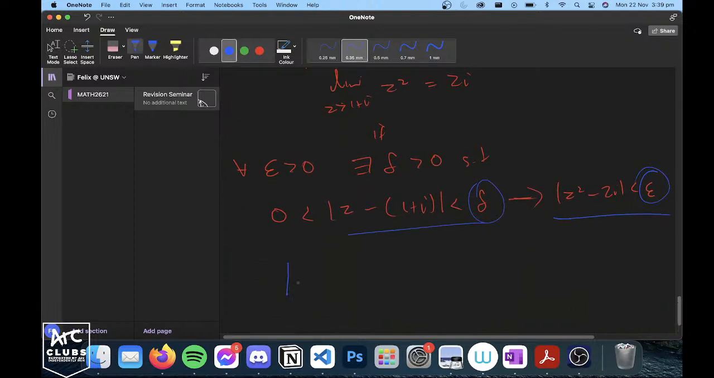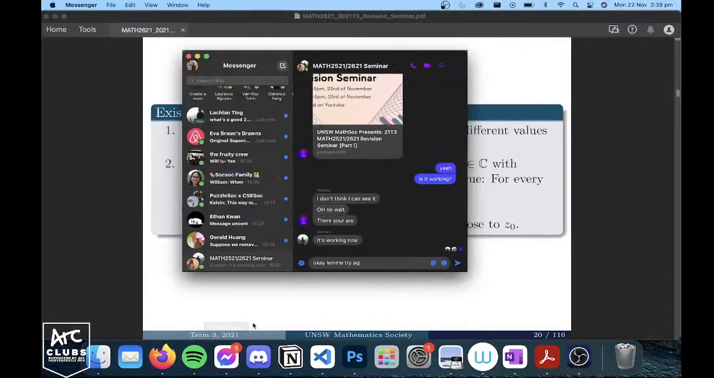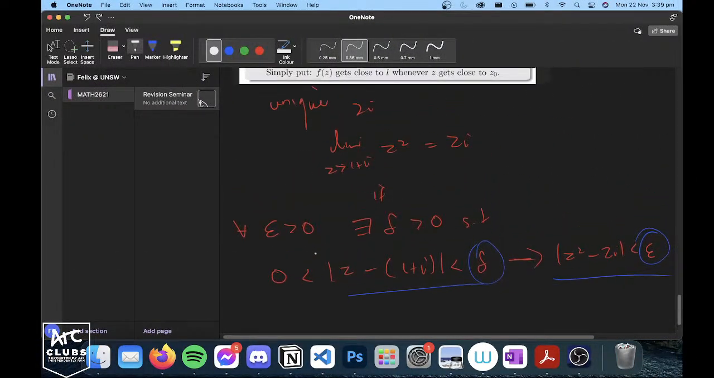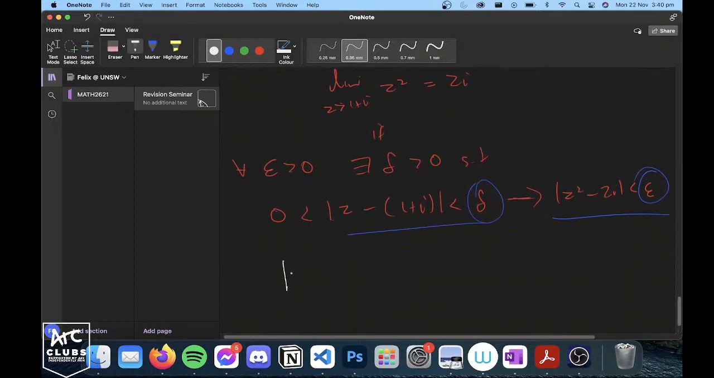So let's have a look at z squared. Actually, I might use white. It's a bit easier to read. Right, let me just, okay, never mind. Let's just double check that the stream is working. Yeah, so z squared minus 2i. Well, it's not necessarily intuitive, but we want to try to get this into this. So we can't really take a square root of anything, because that would sort of affect this.